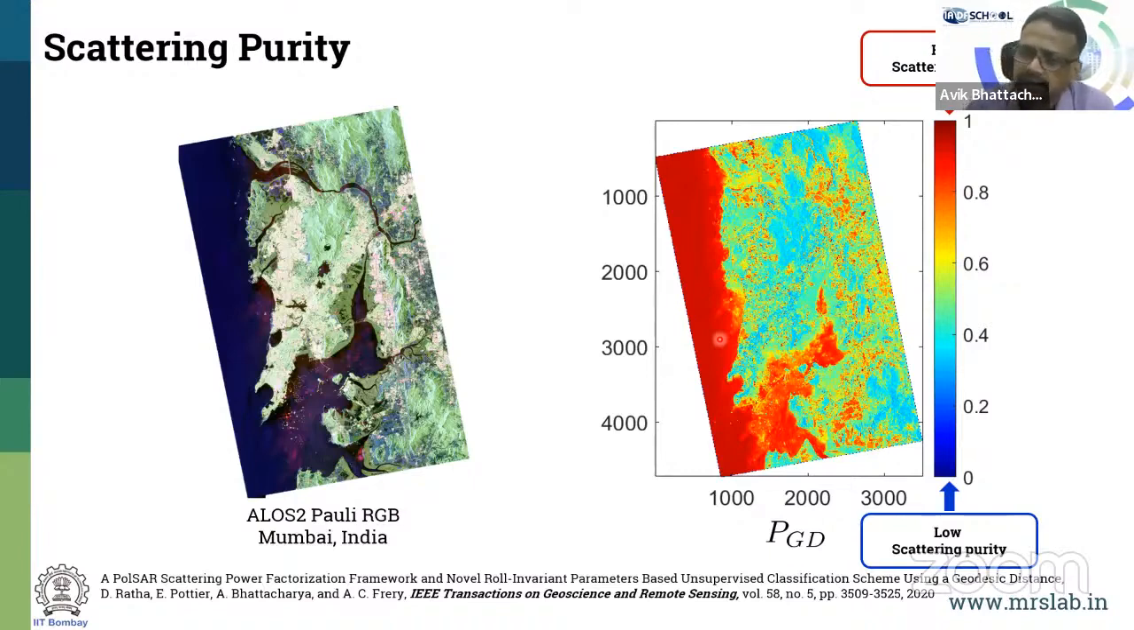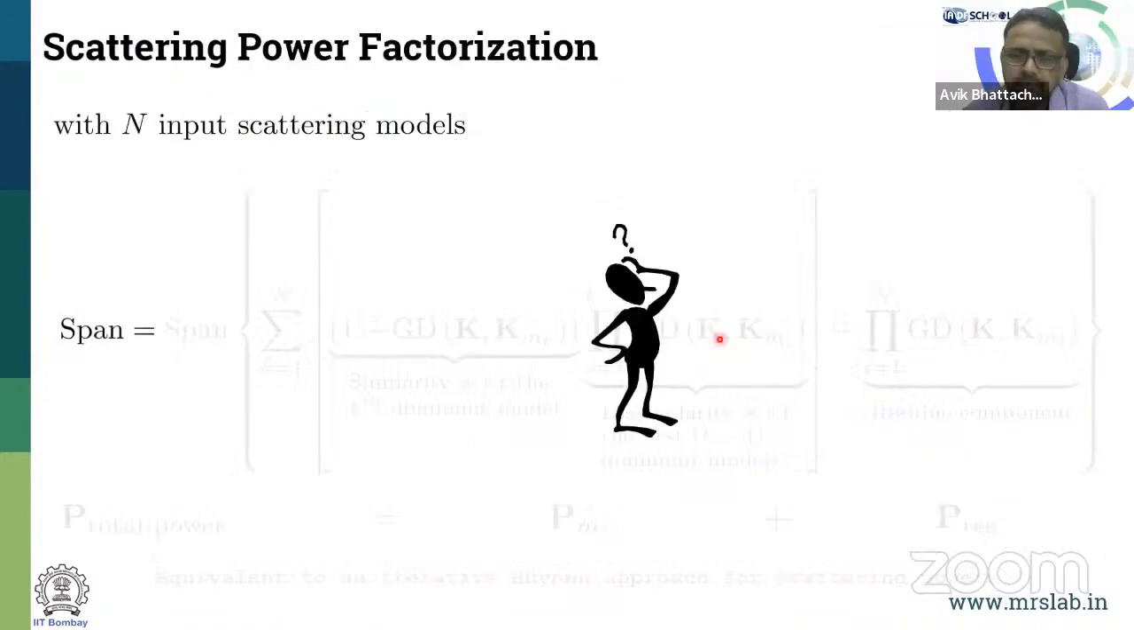Not only to characterize the target in terms of mechanism, but also in terms of purity and asymmetry and so on and so forth. Now, utilizing them, the idea is: how can I find out the power information? Because power information is closer to reality, as you have seen, it gives you the information of what power is coming from, a surface-like or a dihedral-like and so on. Is it possible to do that with this kind of concept?